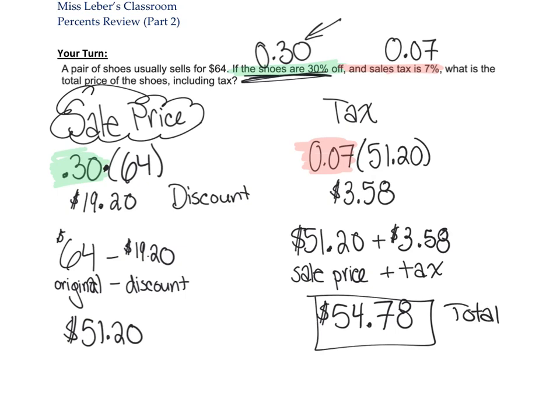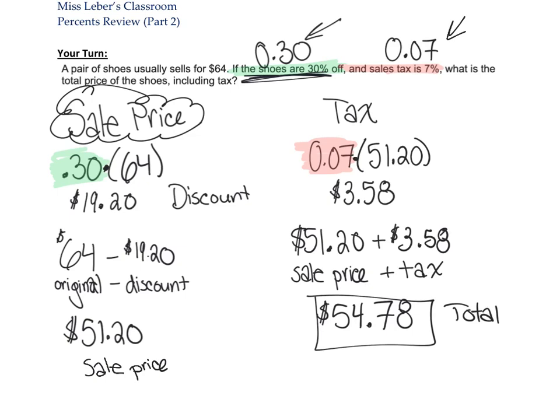And since that's the discount, we're going to need to subtract that from the original price to figure out my sale price. Because again, it would not make sense to add the discount, because a discount takes money off. So since $51.20 was my sale price, I need to find the sales tax on that and then add it to it. My sales tax was 7%, 0.07 as a decimal. So I did the sales tax times the sale price, because again, you're only going to pay tax on the sale price, not the full price. So 0.07 times that $51.20 gave me $3.58.